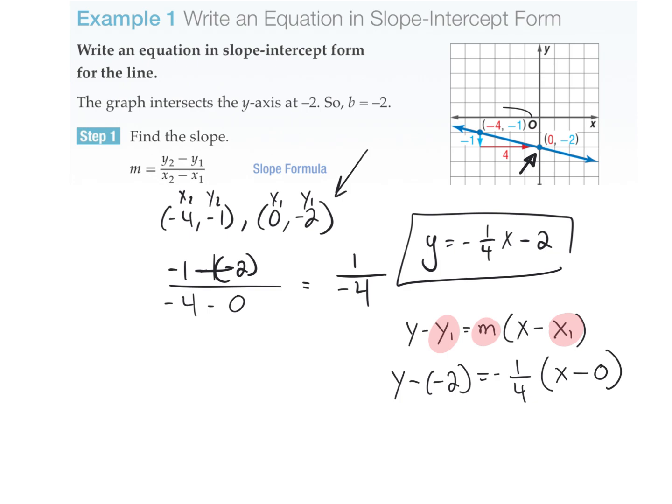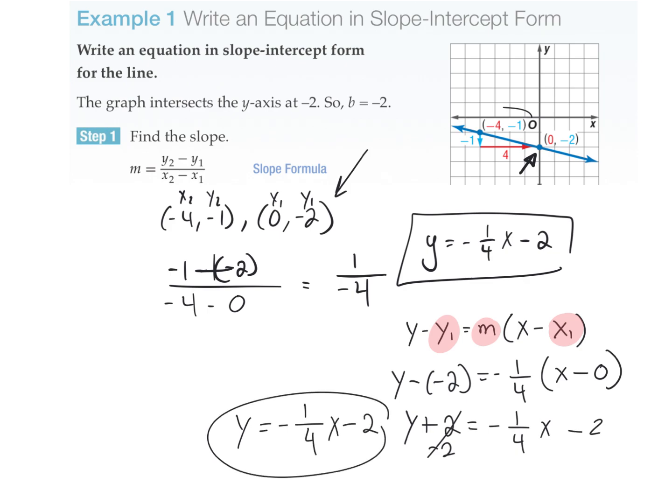So this y minus -2 is going to become y plus 2. I'm going to distribute the -1/4 to x. And when I distribute it to the 0, it's just going to become 0, so I'm going to let it be the way it is. I'll subtract the 2, and then I end up with y is equal to -1 over 4 x minus 2, which again is the same thing as we got with the graph. So you can do it either way, algebraically or from a graph.